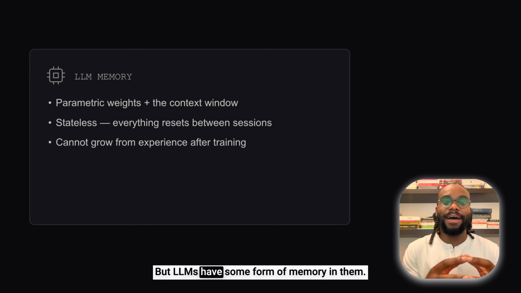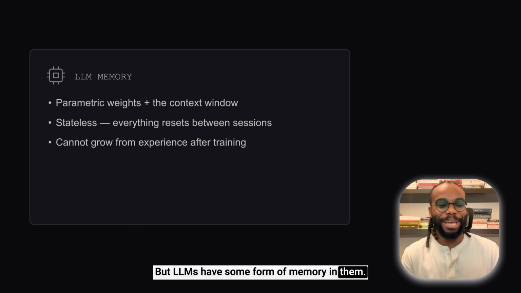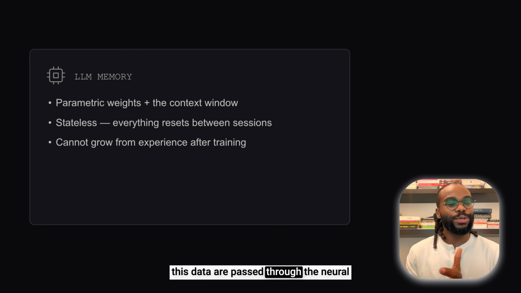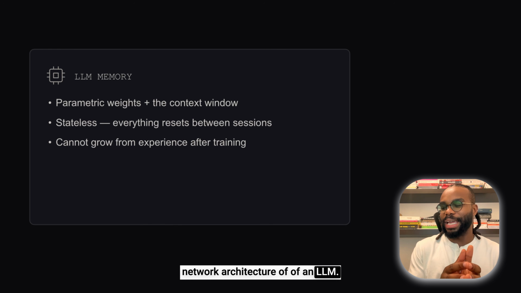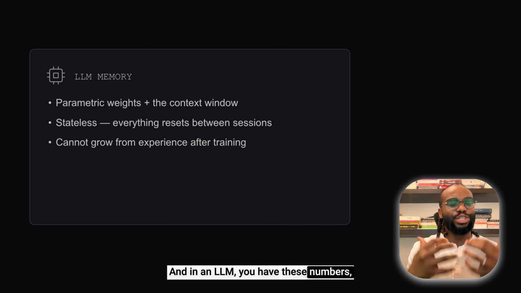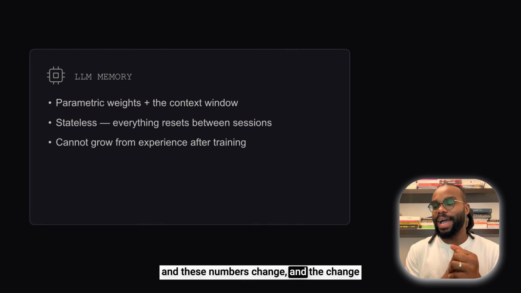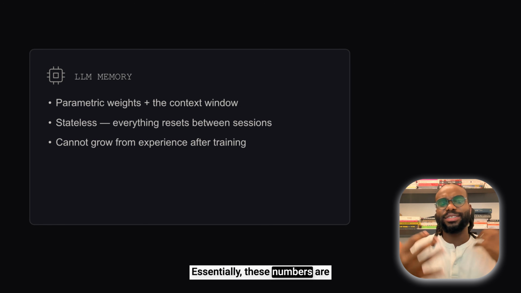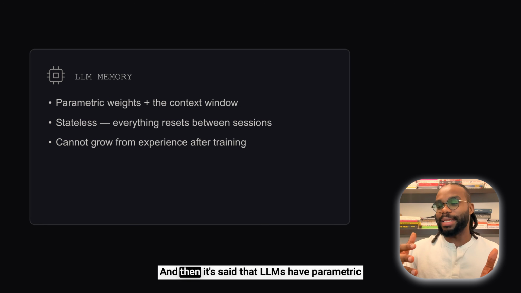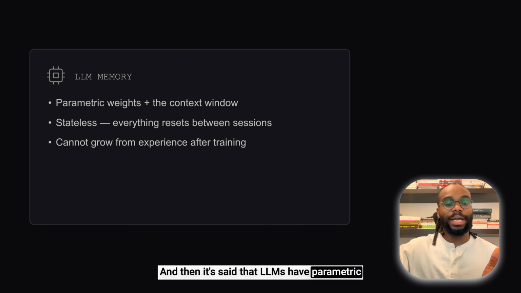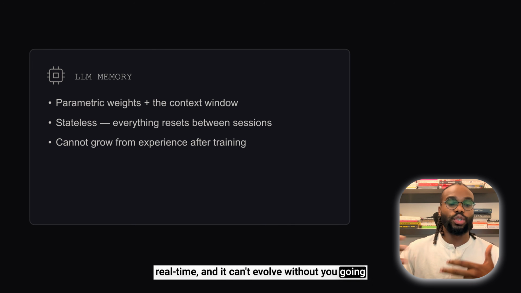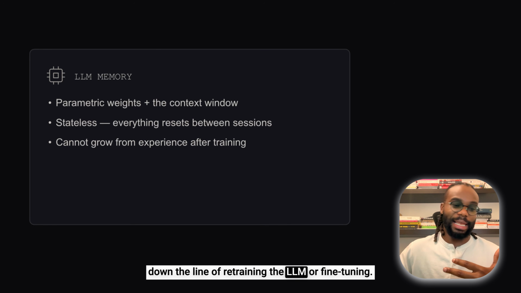But LLMs have some form of memory in them. LLMs are trained with a lot of data, and this data is passed through the neural network architecture of an LLM. In an LLM, you have these numbers, and these numbers change. The change in numbers represents the learning from the data they're being presented with. Essentially, these numbers are called weights and parameters. And then it's said that LLMs have parametric knowledge. This parametric knowledge is static, which means it doesn't get updated in real time and it can't evolve without you going down the line of retraining the LLM or fine tuning.